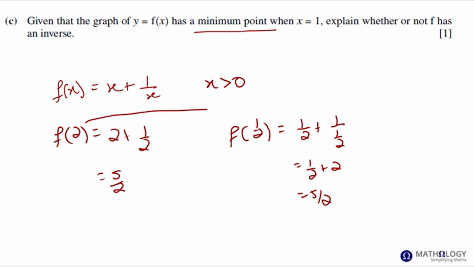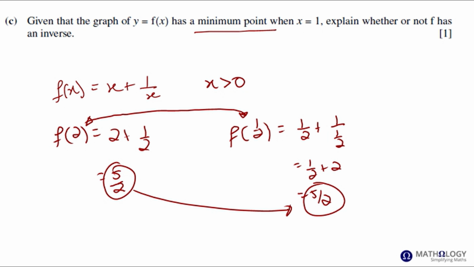Now for two inputs, we are getting one output, right? When x is a half or 2, we're getting the same output of 5 over 2 or 2.5. So this would be a many to one function, which is certainly not a one-to-one function. So therefore, f would not have an inverse because it's not a one-to-one function.